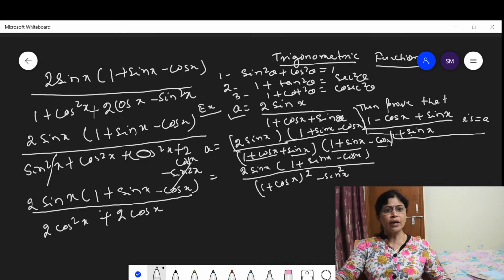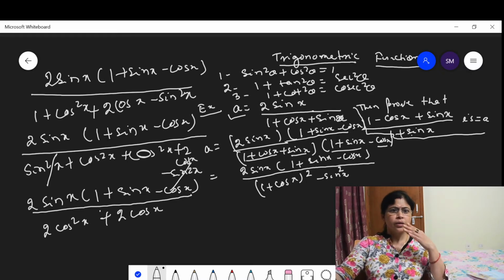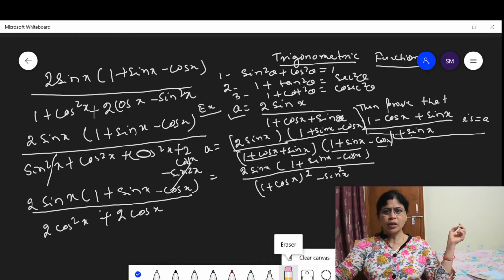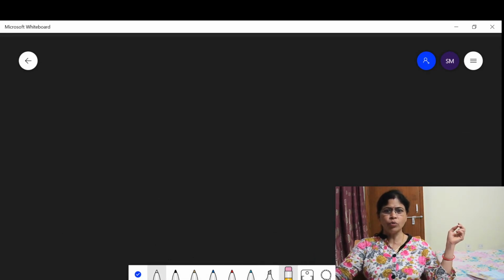Then in the numerator this is 2 sin x upon 2 cos square x plus, look at here, if any mistakes, yes, look at here, this is 1 plus sin x minus cos x. This is 1 plus sin x minus cos x. This means, sorry students, please redo.